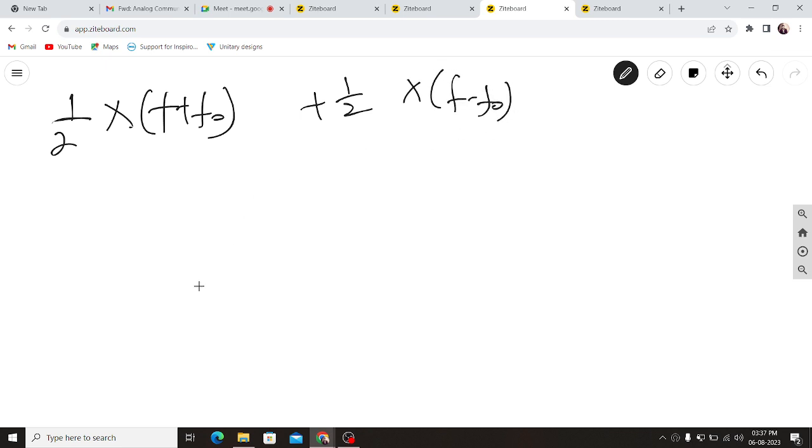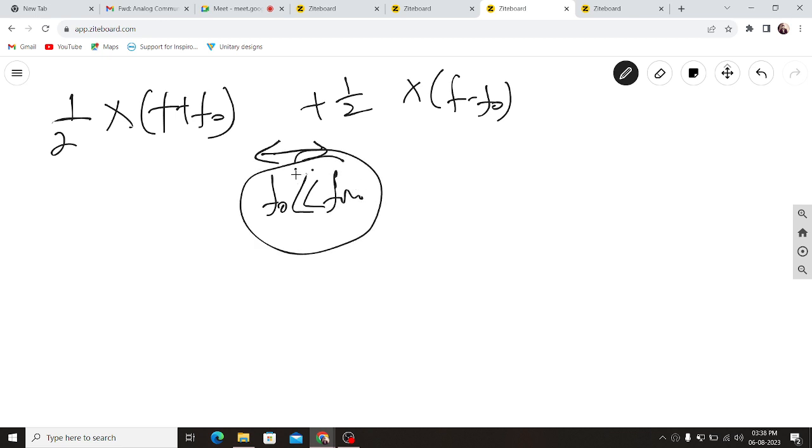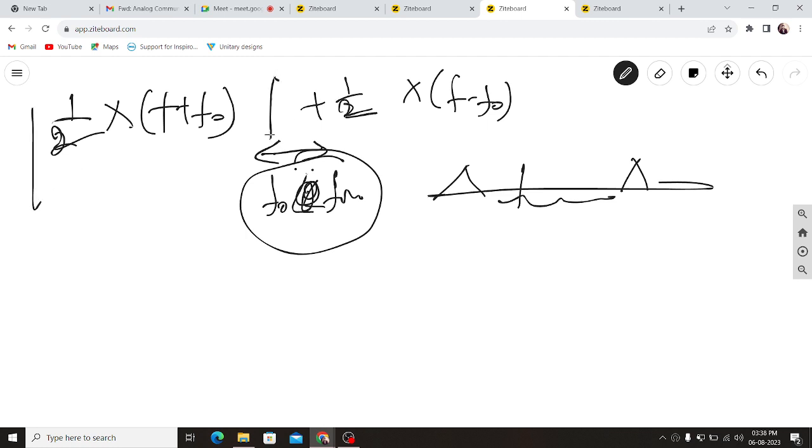Each has no interpart. That means f0 is less than that. Sorry, the reverse condition, f0 is greater than. These two terms have no spacing between them. So basically, it has a 1 by 2 term, and this is also a 1 by 2 term. If I take the energy here and here, they have no cross terms. So basically, I can write like this, right?